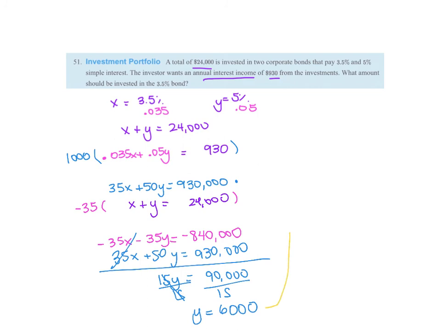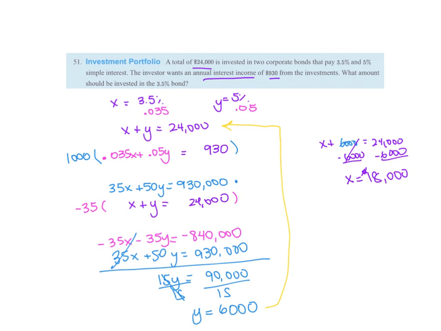Then we need to solve for the x value. So I like the first equation right up here. So we'll plug that in. So x plus 6,000 equals 24,000. Subtract 6,000 to solve. So we find that x is going to be $18,000.